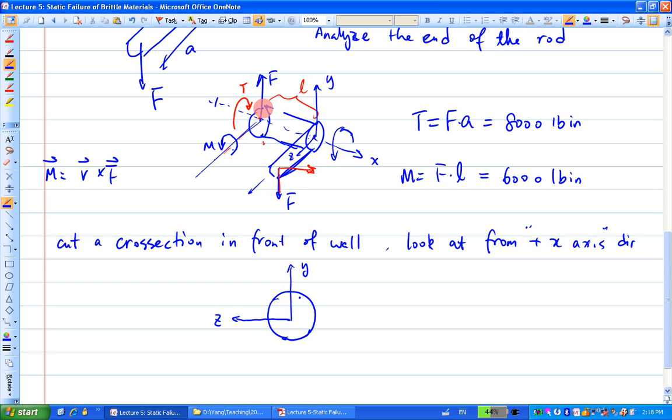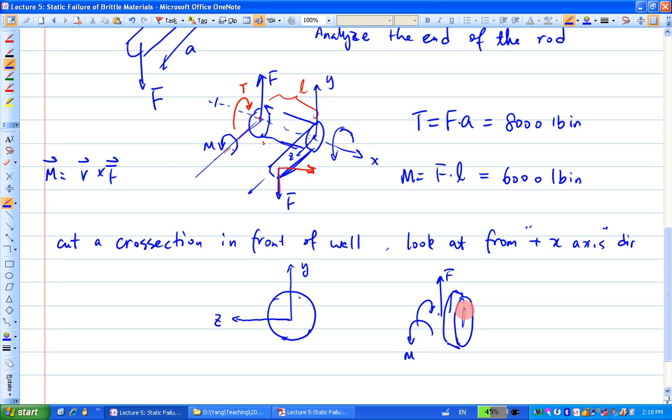This cross section is right in front of the wall here. So you have a slight small thickness, a small thickness of a slice set here. This side is the wall. What do we have from that side? It was F, T, and M, right? From the side of the wall.